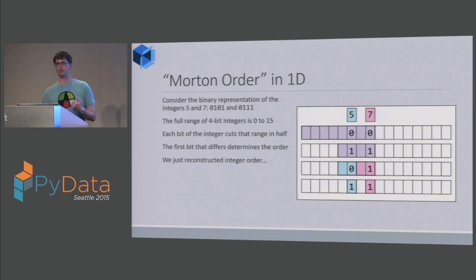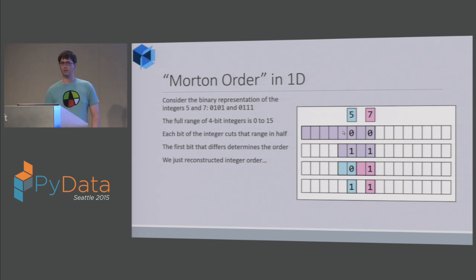So I'll walk you through a few steps to understand what it does, how it's built up. I'll do that by starting with Morton order in one dimension. It's not really Morton order because it's kind of trivial, but it's based on the binary representation of the numbers. So I've broken out 5 and 7. 5 is 0, 1, 0, 1, and you can see it going down this diagram. And 7 is 0, 1, 1, 1 going down the diagram.